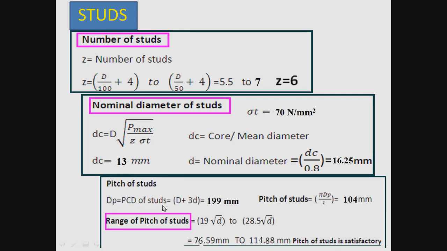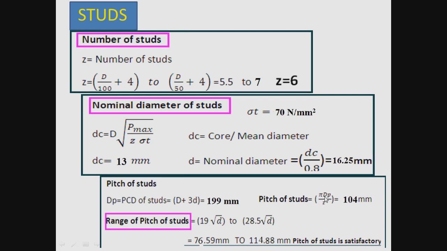Next is the pitch of the studs. First, let us find the pitch circle diameter of studs. Pitch circle diameter of studs is given by D plus 3d. So if you substitute values, D is 150, small d is 16.25. So you will get the value as 199 mm.